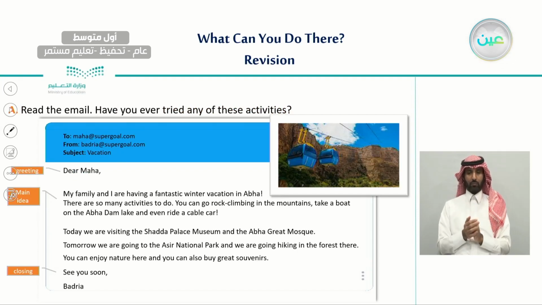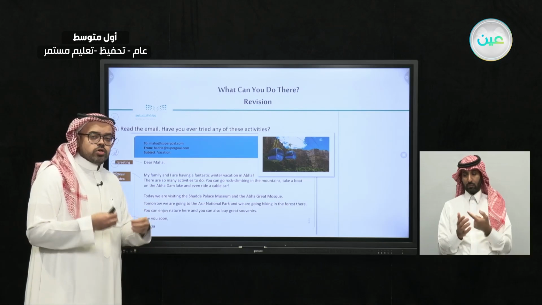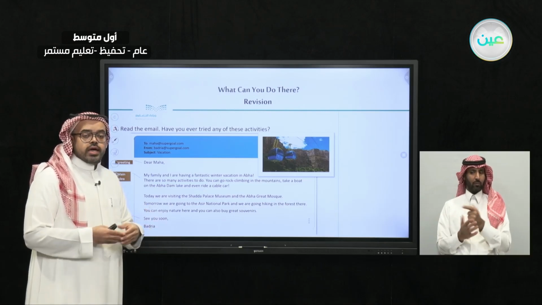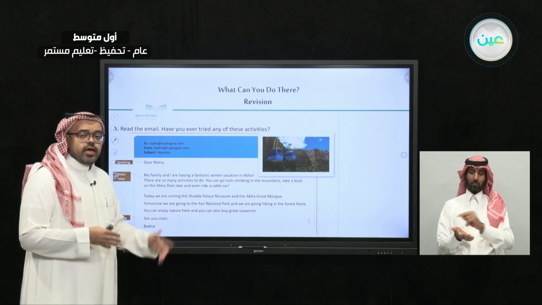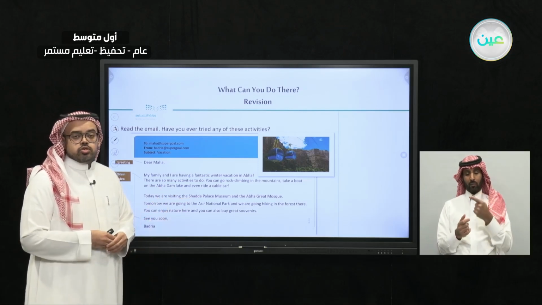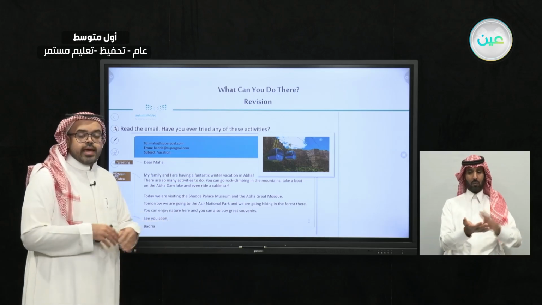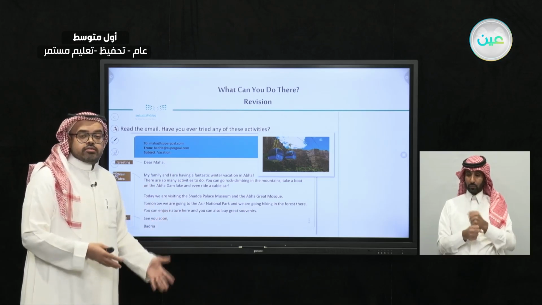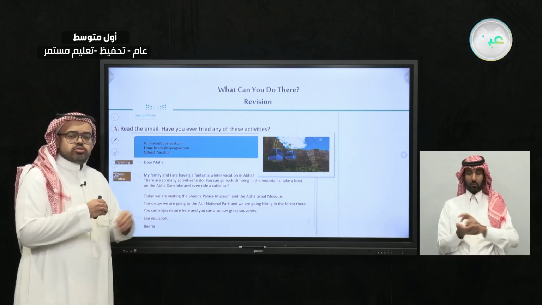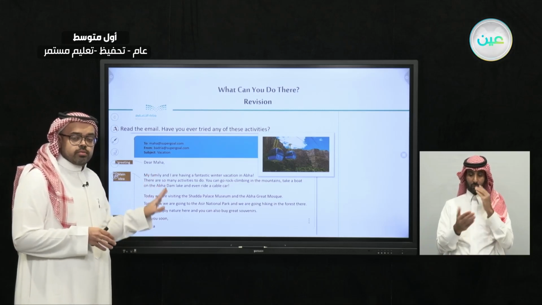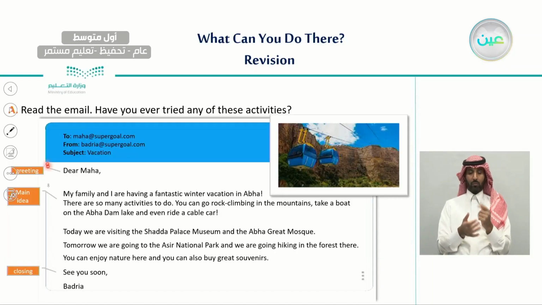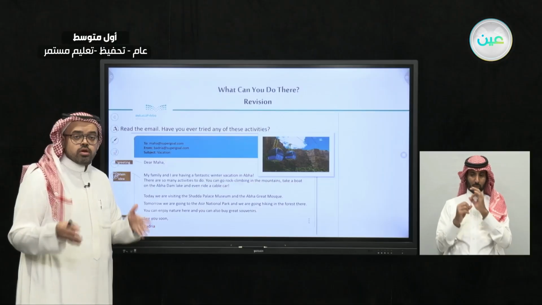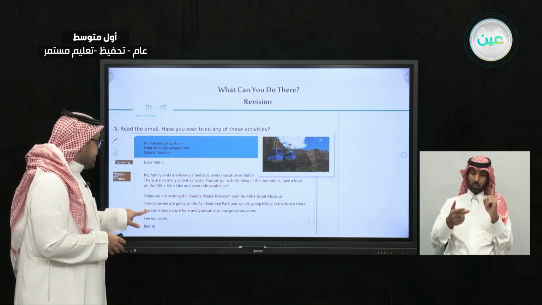Last lesson, we had a writing lesson, and we talked about how we can write an email similar to this. We said that you imagine you are choosing a place in Saudi Arabia and you want to write down what things people can do in that place. So write a similar email to this and try to use the parts of the email that we already explained. For example, you always start with a greeting and with the main idea. And with the main idea we should use words that can show order, like for example, today and tomorrow.